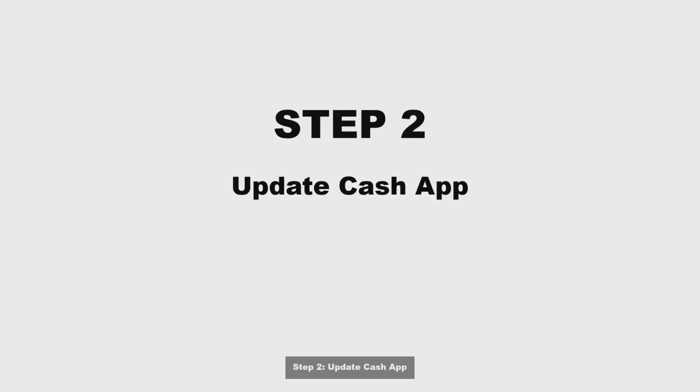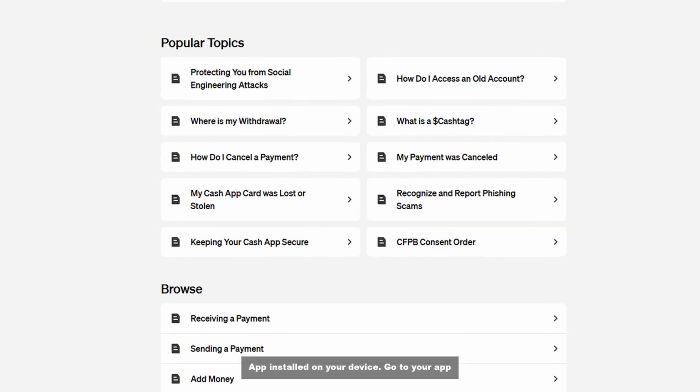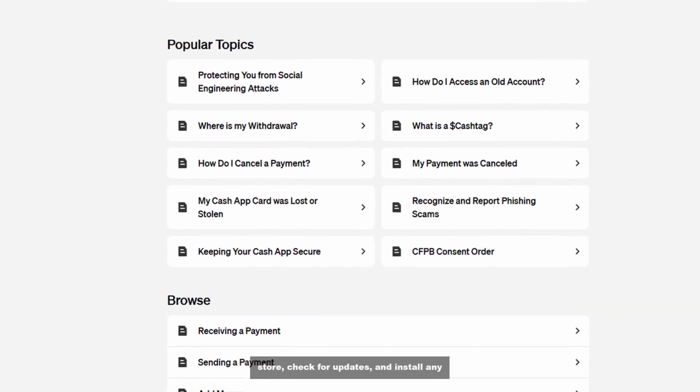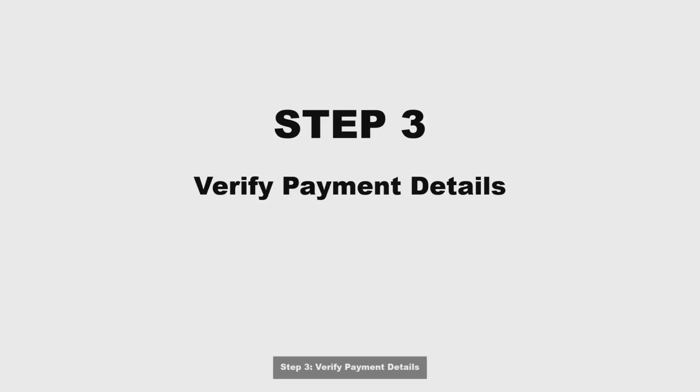Step 2. Update Cash App. Make sure you have the latest version of Cash App installed on your device. Go to your App Store, check for updates, and install any available updates. Step 3. Verify payment details. Double-check the payment details you entered, including the recipient's information and the amount. Incorrect details can lead to pending transactions.